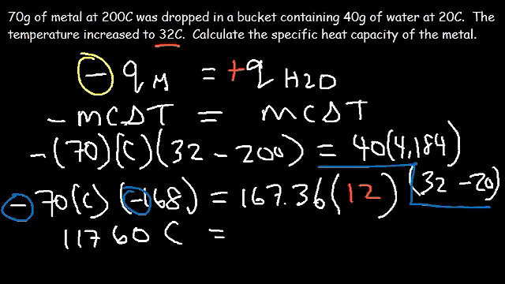and 12 times 167.36 is about 2008.32. So to solve for C, we need to divide both sides by 11,760. So 2008.32 divided by 11,760, the answer is 0.17. That's the heat capacity for the metal. Notice that it's very low. The metal had a very large temperature change.